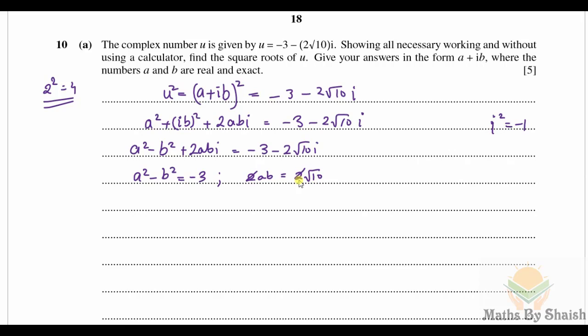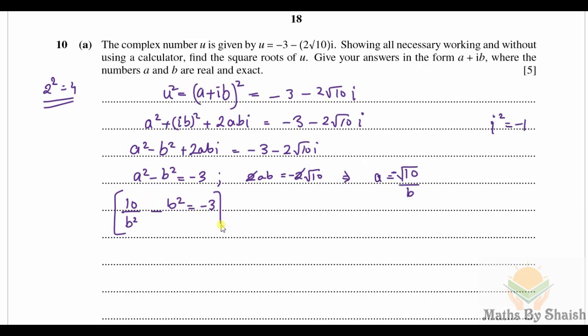So if we cancel it, we'll get a into b is root 10. It means we can take a or b from here. I'll take a as root 10 over b. And now we are going to substitute this value, and sorry, it was minus this because it is minus b square, so root 10 over b whole square minus b square is equal to minus 3.